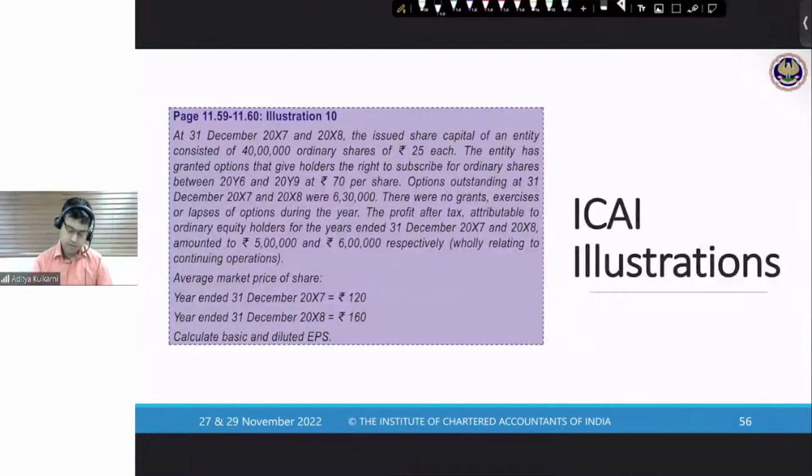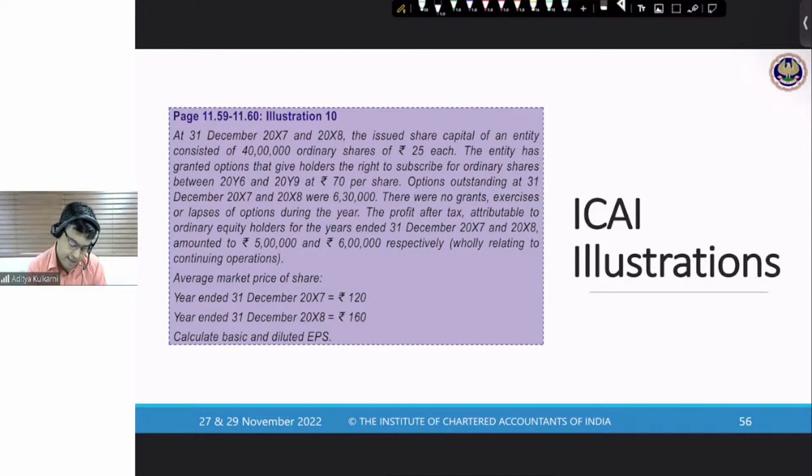Okay. Come to this. At 31st December X7 and X8, the issued share capital of an entity consisted of 40 lakh ordinary shares of rupees 25 each. The entity has granted options that give holders the right to subscribe for ordinary shares between 20Y6 and 20Y9 at rupees 70 per share. Options outstanding at 31st December X7 and X8 are 6 lakh 30. No grants, exercises or lapse of options.